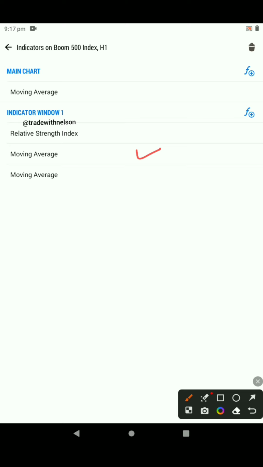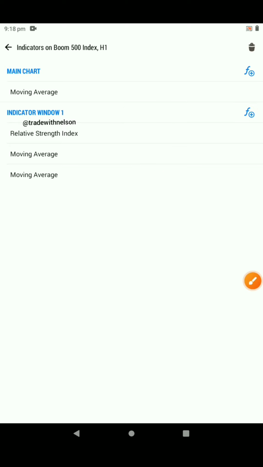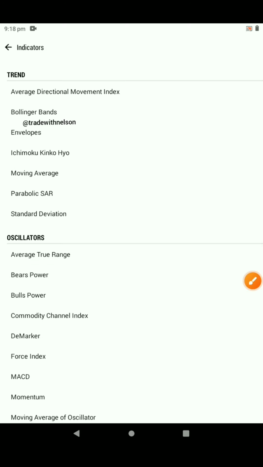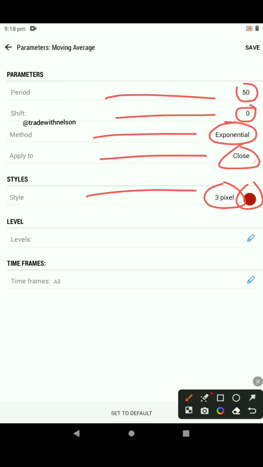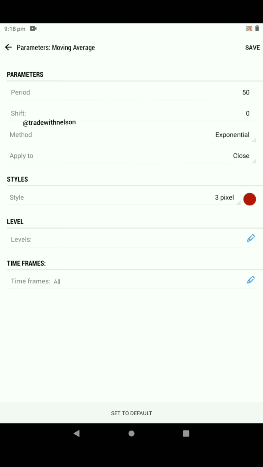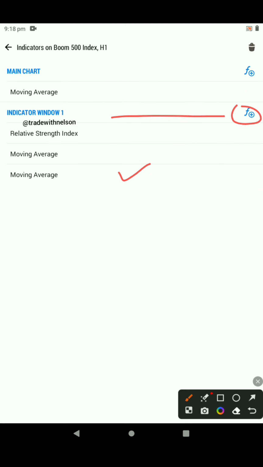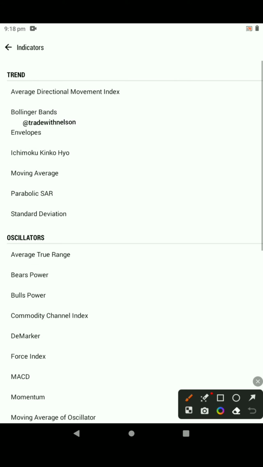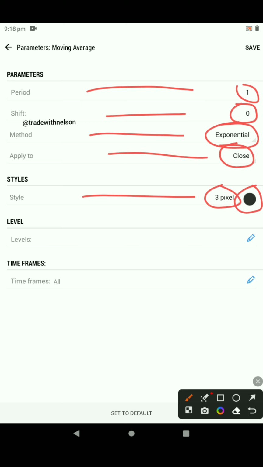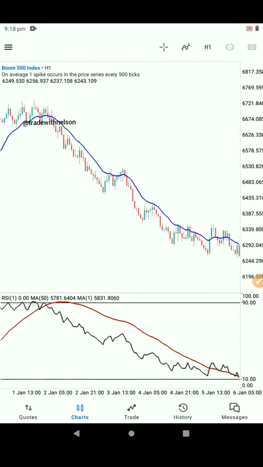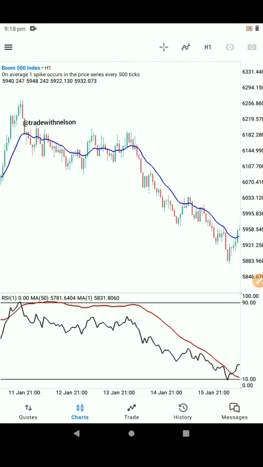For the next moving average, click on the F icon on indicators window 1. This is moving average. Make your period to be 50, shift to be 0, method to be exponential, apply to close, style to be 3 pixel, and select color of your choice. After that, click on save. And for the last indicator, click on the F icon on the main chart. Moving average. Make your period to be 1, shift to be 0, method to be exponential, apply to close, style 3 pixel, and select color of your choice. After that, click on save. So if you follow my settings correctly, your chart should look exactly as what you see over here.